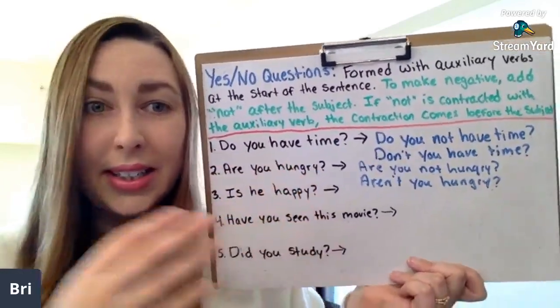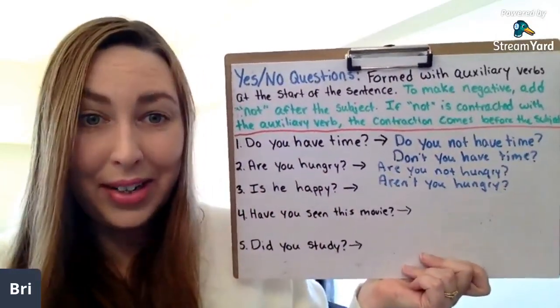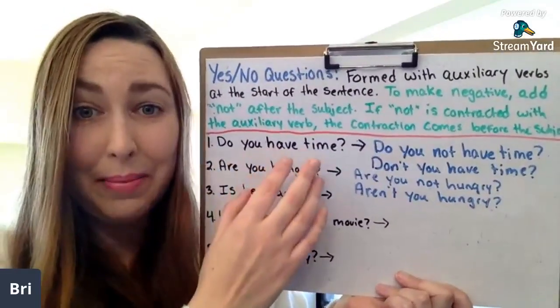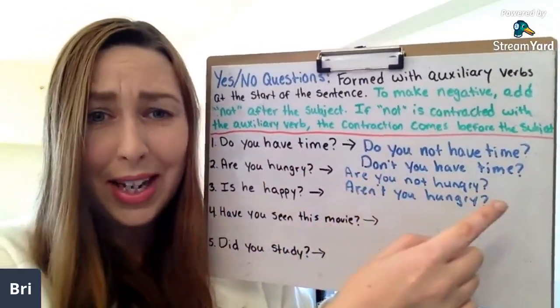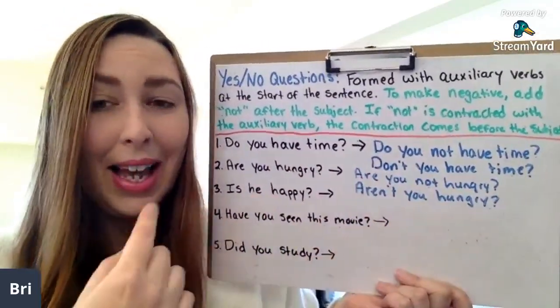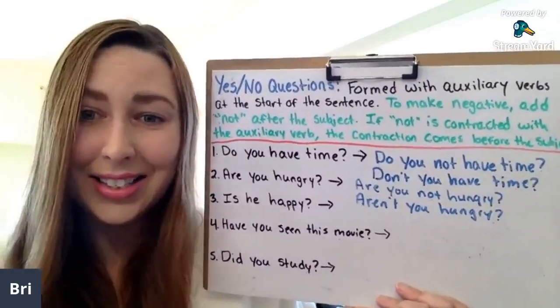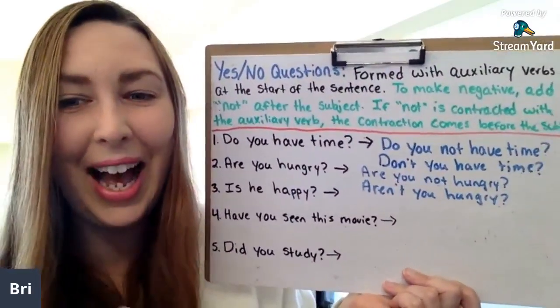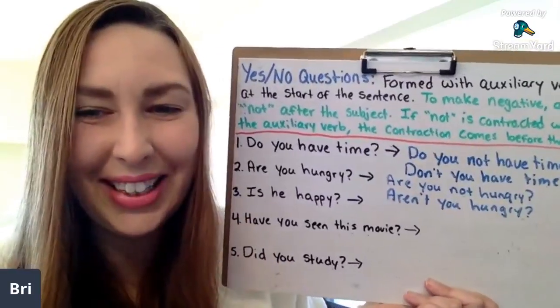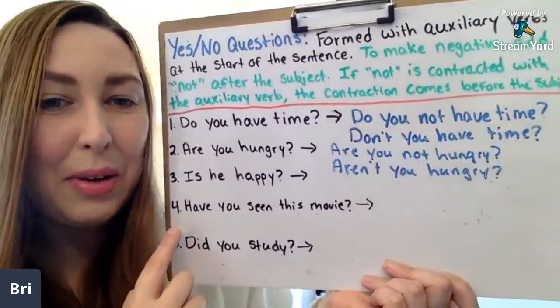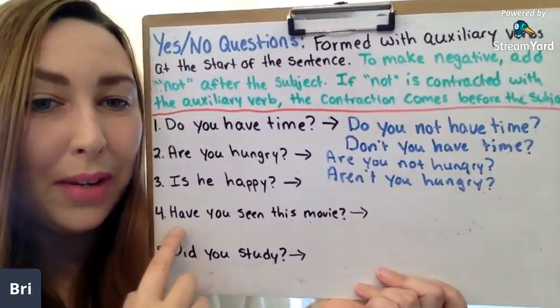Are you hungry is, oh, I don't know. Are you hungry? I have no idea. Do you have time? So, don't you have time? Aren't you hungry? I think I know the answer. I think the answer is yes. Okay. I am not hungry. Very good. Okay. How about the next one, number 4?